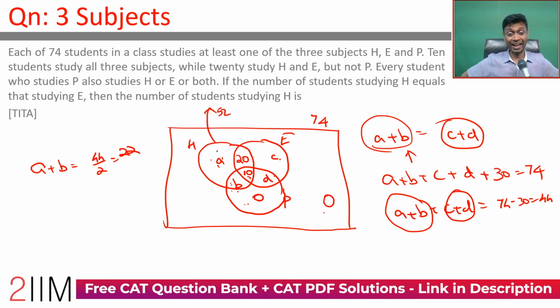In this question, we can even eliminate P in the last step. Let's say H and E have a total of 74. H union E is 74. H intersection E is 30. H equal to E, and then simplify and solve that.